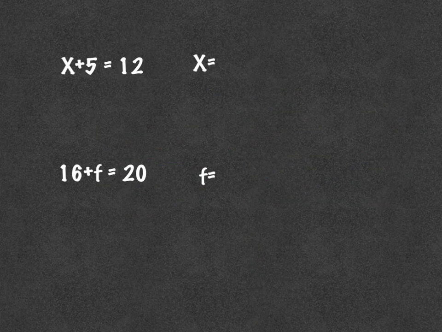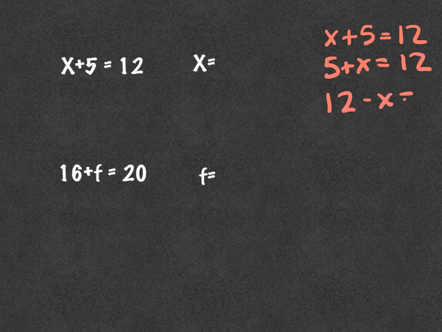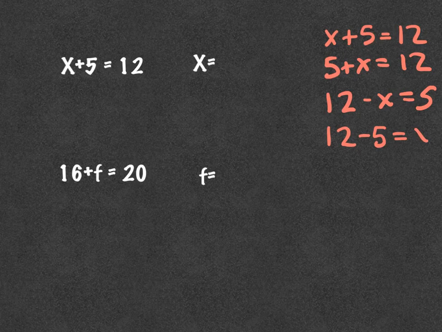Let's do a couple practice problems. So these are addition problems. If we look at this, x plus 5 equals 12. Again, you could do a fact family. So x plus 5 equals 12, 5 plus x equals 12, 12 minus x equals 5, or 12 minus 5 equals x. So fact families are definitely a way to do it. If we look at this one right here, 12 minus 5 is going to equal 7. So x equals 7. Okay, so again, you could list fact families or you could just fill in the blanks.